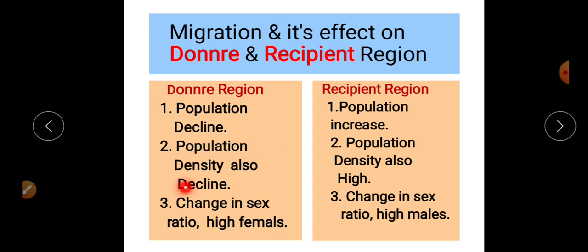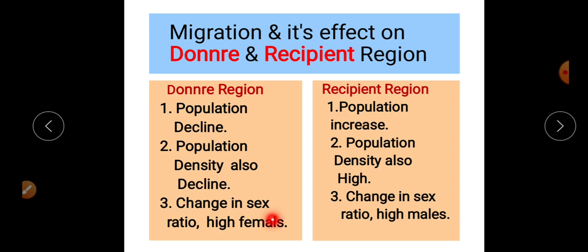Second, population density also declines. Due to the population decline, the density of that region also declines. And the opposite condition is in the recipient region: due to the immigrants, the population density is high or increases. We observe the population of an urban area increases day by day and the density of the urban center also increases.